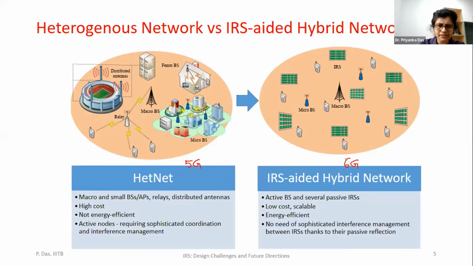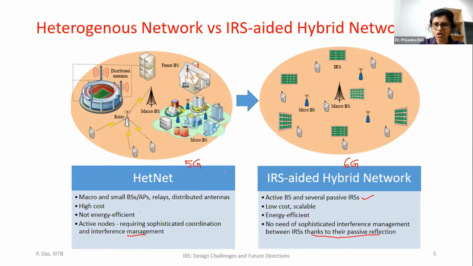Coming to the differences, HetNet, number one, macro and small base station APs, relays, distributed network. IRS will give you active base station, several passive IRS. High cost, low cost, not energy efficient, energy efficient. Active nodes requiring sophisticated coordination and interference management. You do not have to worry about it because thanks to the passive reflections of IRS. There is nothing that it transmits, it just reflects your signal.